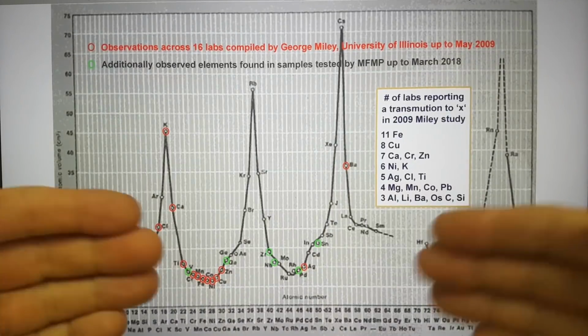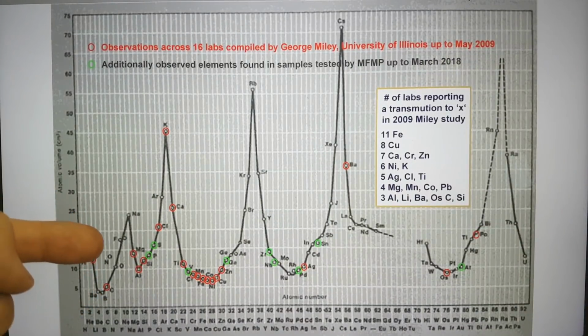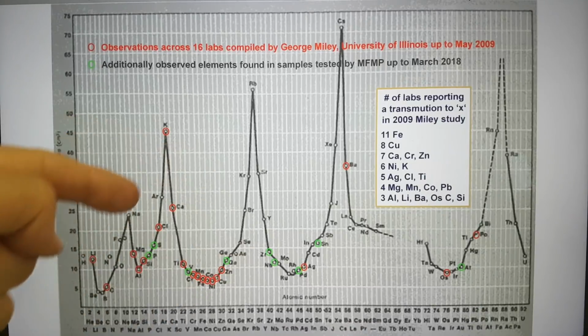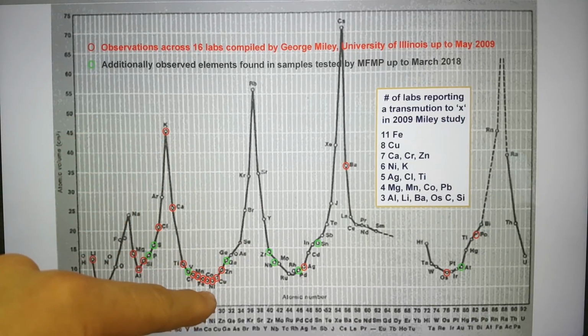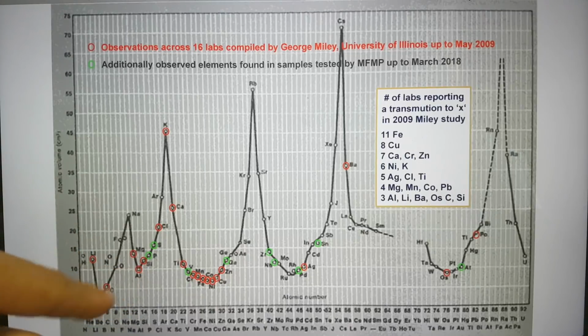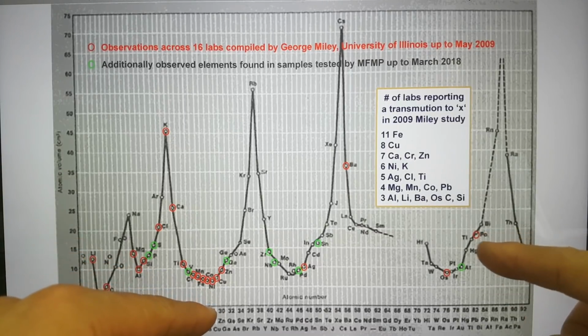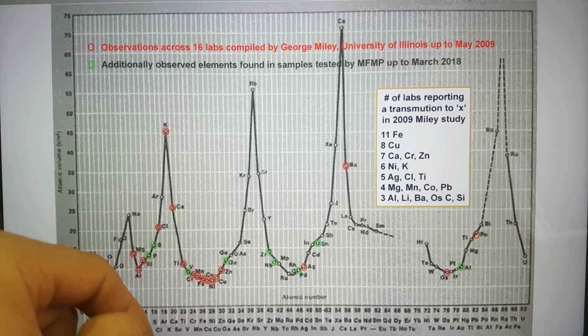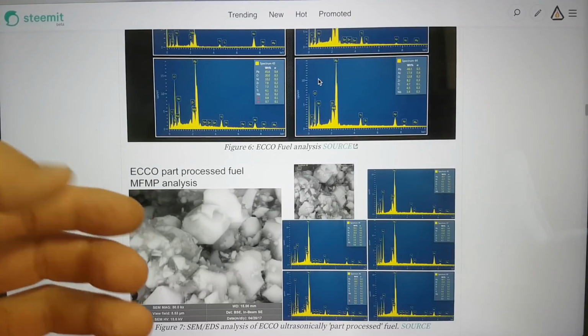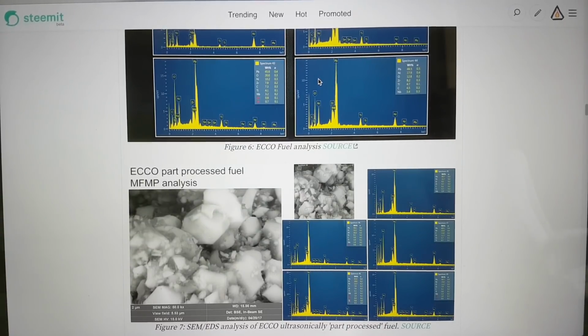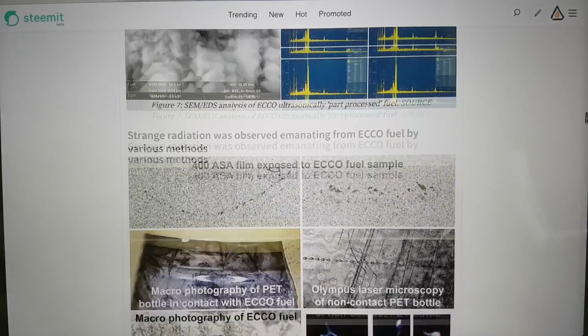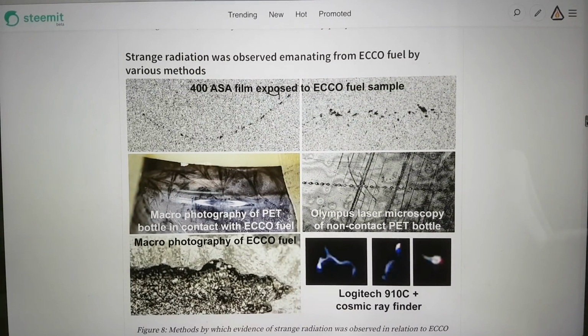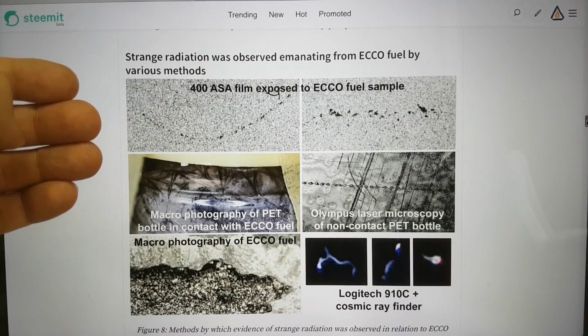Now, if we look at this table, which we've looked at a number of times, essentially the elements that are put in are over here, so titanium, nickel, oxygen and so forth, hydrogen. And the elements we're observing are this lead, which is all the way over here. Now, that isn't the only thing that we observed with the echo fuel. We observed a range of different types of strange radiation. And here's a number of different ways that we observed this.